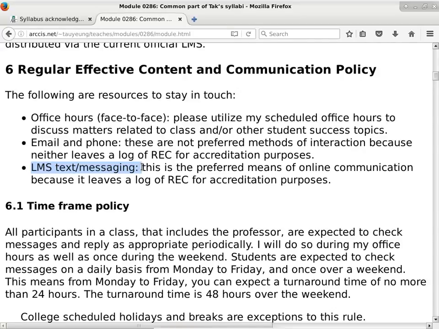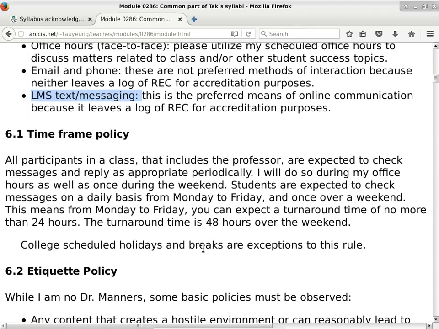Are we okay so far with all this stuff? Okay. Time frame policy: 24 hours in general, but about 48 hours over the weekend.